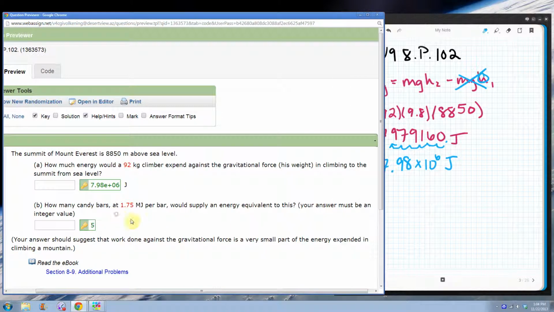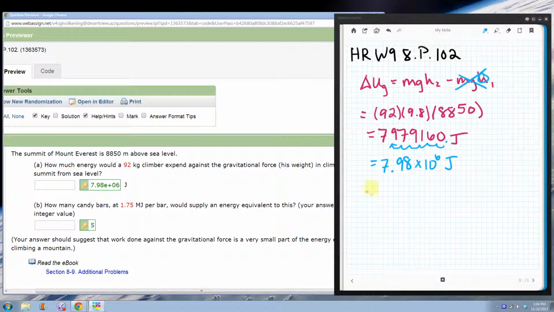Now, how many candy bars, if it's 1.75 megajoules per bar, would supply an energy equivalent to this? It must be an integer value. Okay, so this is how many joules I need to use up here. But I want to know how many energy bars that is. This is a conversion. It's just a simple conversion. We've probably done those a billion times, or that's an exaggeration. You haven't done them a billion times. That's silly.